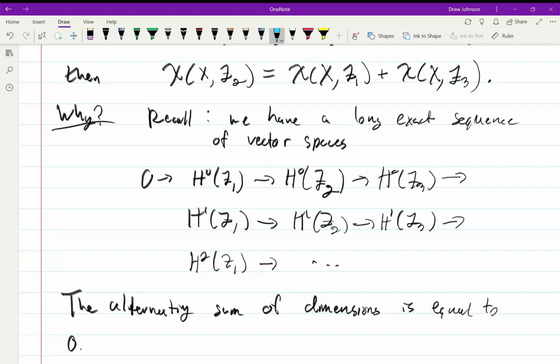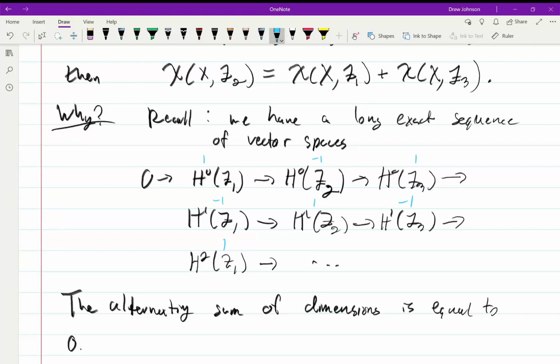If we take this one with the sign 1, this one with the sign -1, and this one with the sign 1, -1, 1, -1, 1, and then add up all those dimensions, then we get 0. So you can think about exactly why that is. That follows easily from the definition of an exact sequence and the way dimensions work in exact sequences.